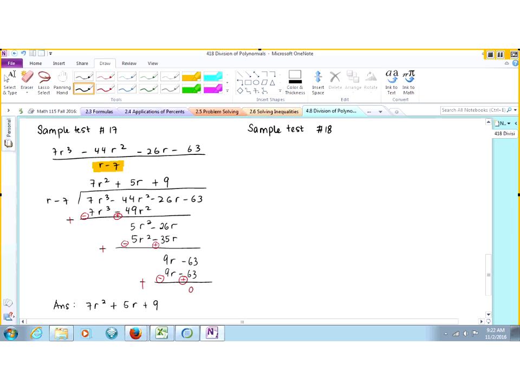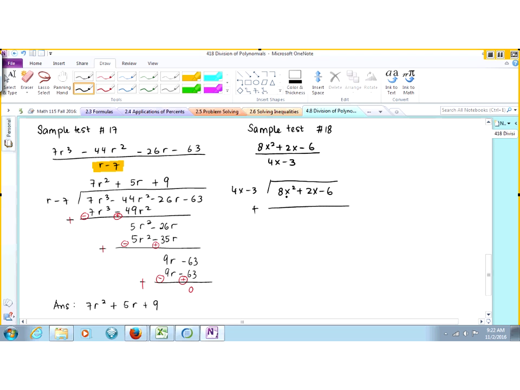Okay. Number 18. This is easy also. 8x squared plus 2x minus 6 divided by 4x minus 3. So, are we going to do long division here? Yes. So, how do we do the long division? Same thing. 8x squared plus 2x minus 6 divided by 4x minus 3.